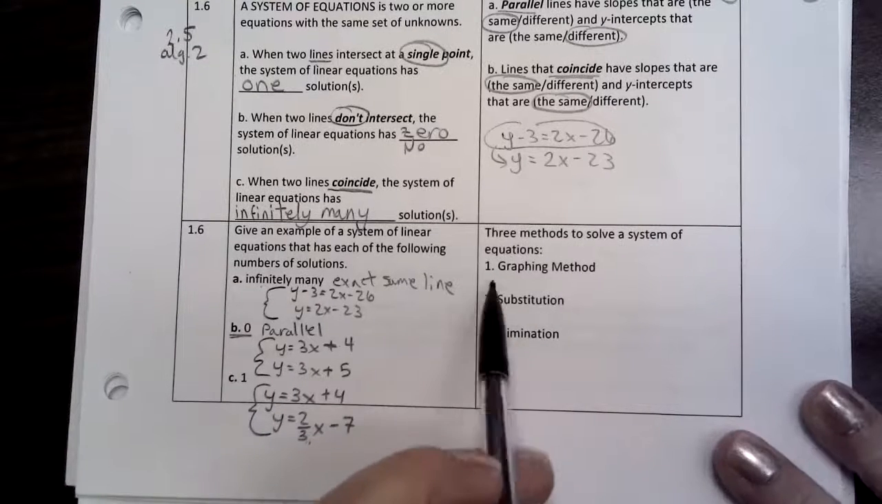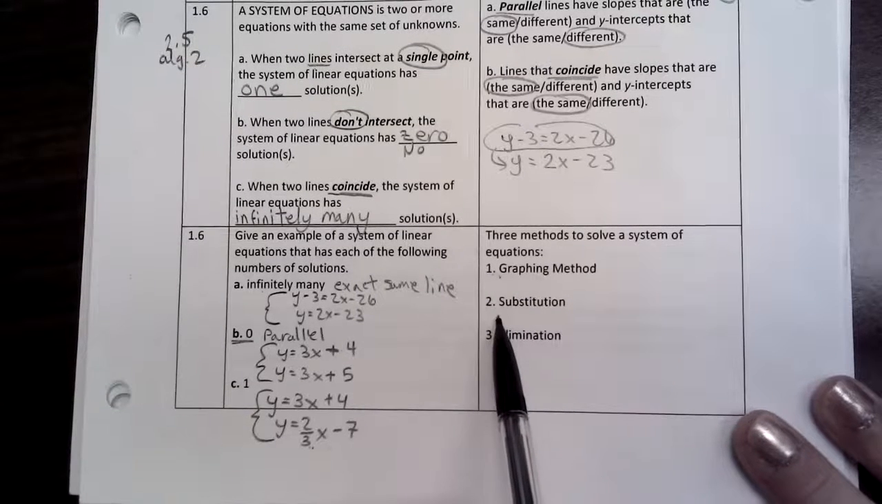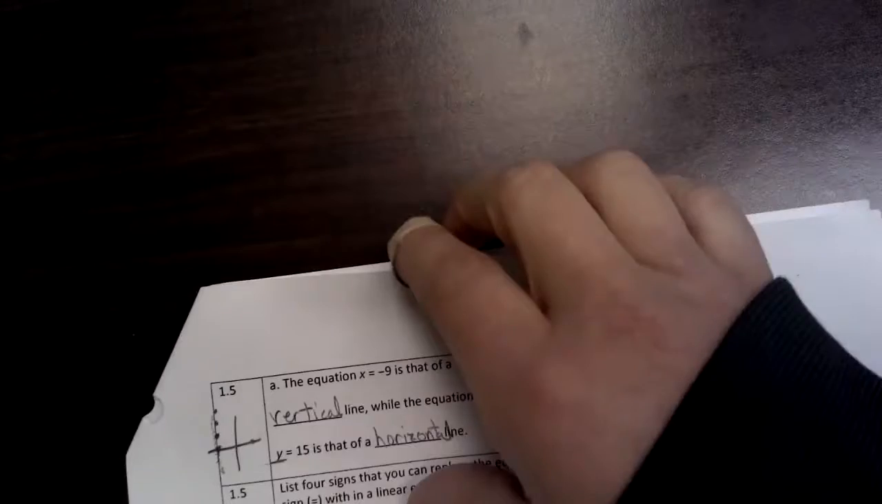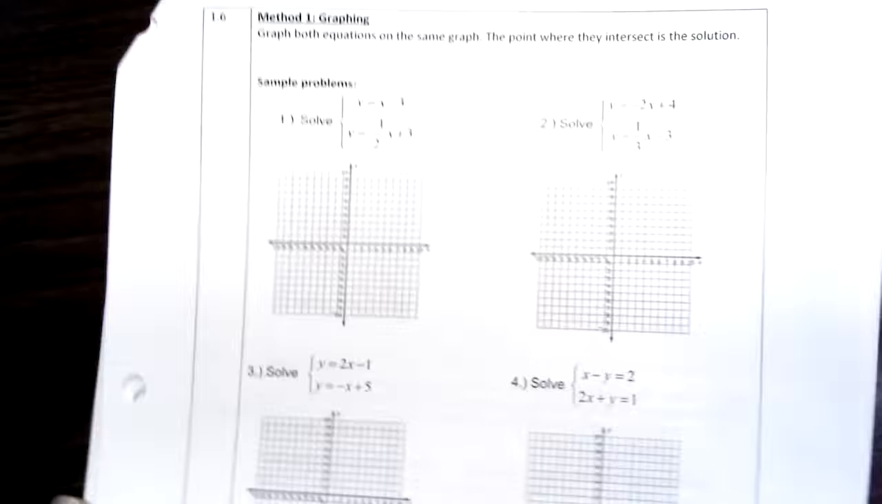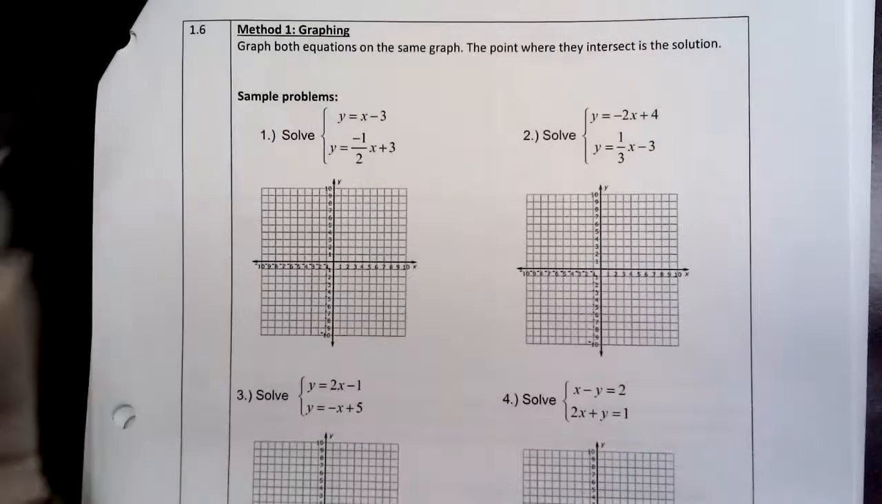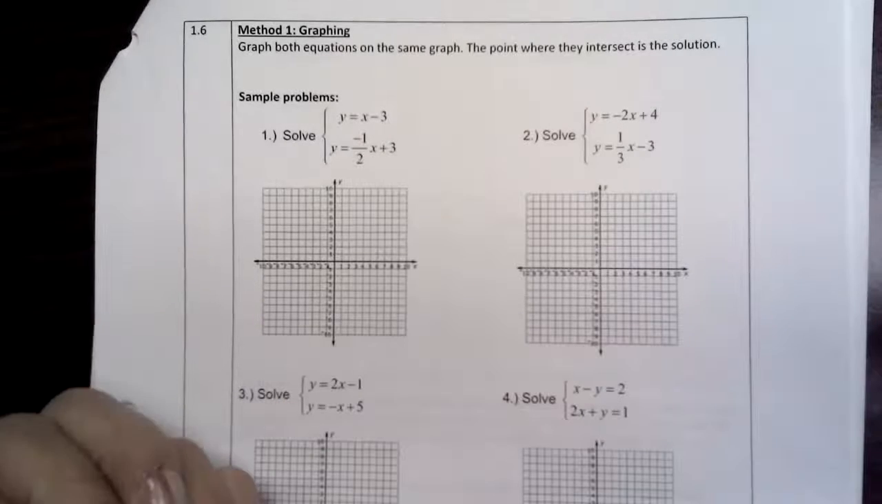Okay. So we have three methods to solve the system of equations. Our first is graphing, our second is substitution, and our third is elimination. Okay, so we're going to talk about all three of these methods. Okay, so method one is graphing. So when we solve using graphing, we're going to graph both equations on the same graph, and we're going to see where they intersect.